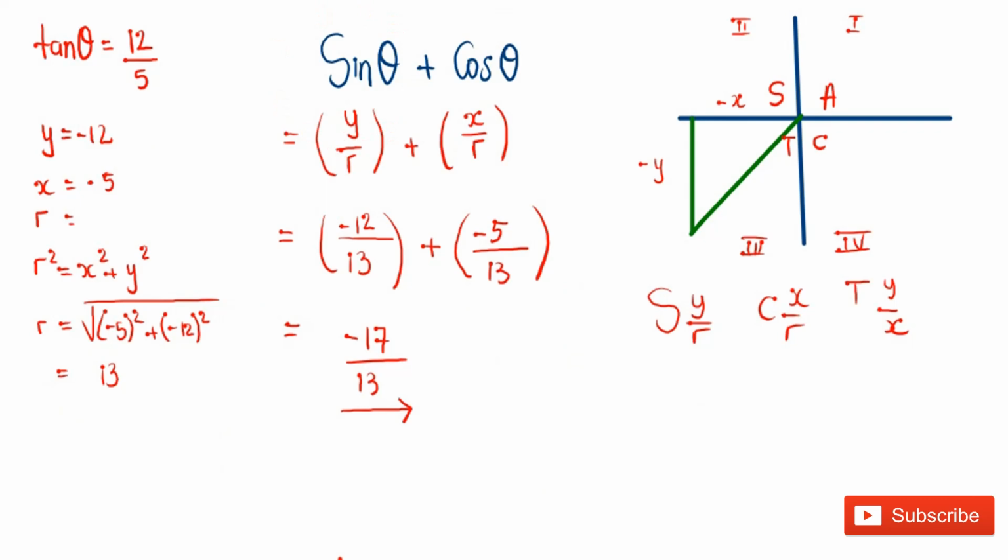So your y is negative 12, because we're in the third quadrant, and in your third quadrant your y is negative, and your r is 13, plus your x is negative 5 because your x is negative in this quadrant, over 13, and we simply add it, and you have negative 12 minus 5, which is negative 17 over 13. Okay guys, let's go on to the next question.